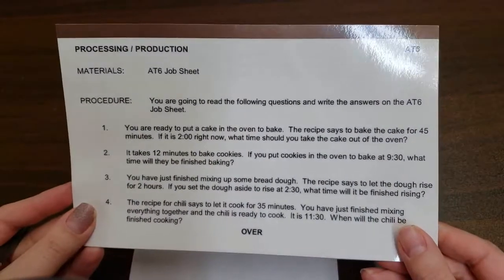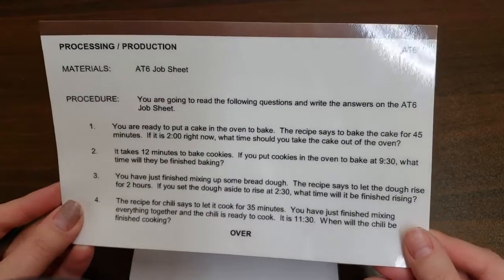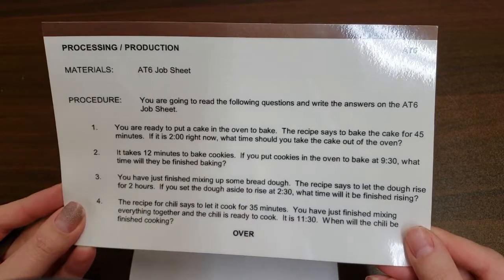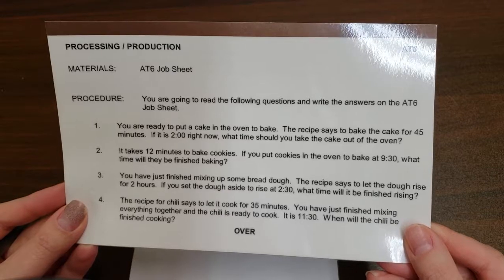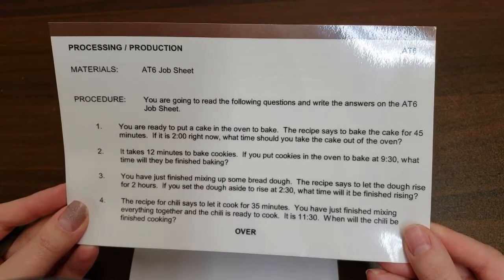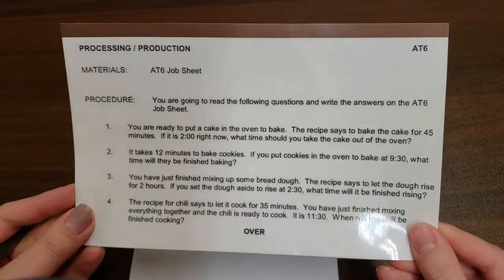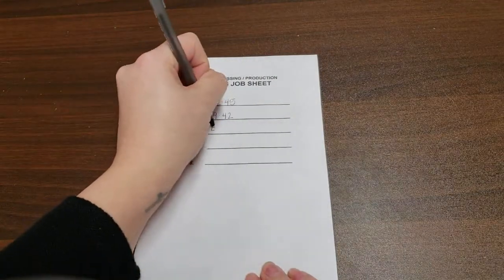Number 3. You have just finished mixing up some bread dough. The recipe says to let the dough rise for 2 hours. If you set the dough aside to rise at 2:30, what time will it be finished rising? Add 2 hours to the time 2:30. You get 4:30.